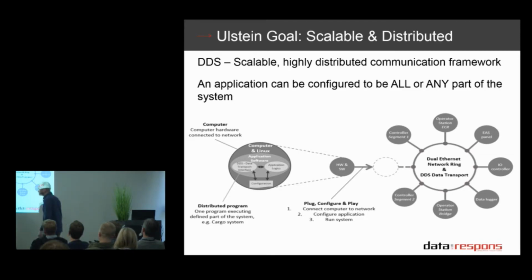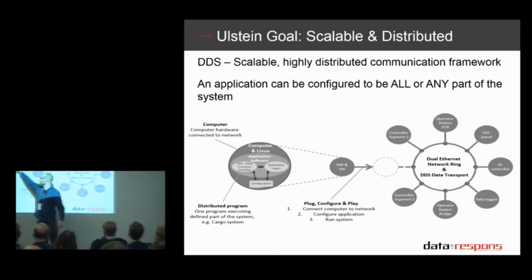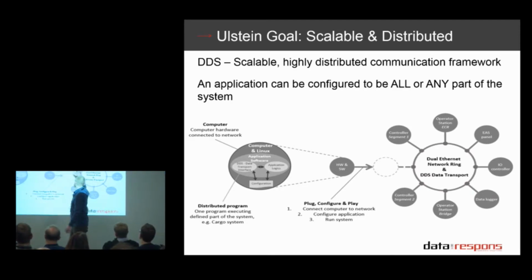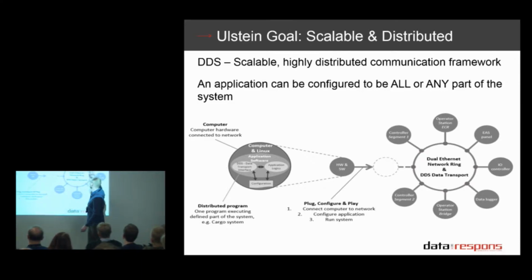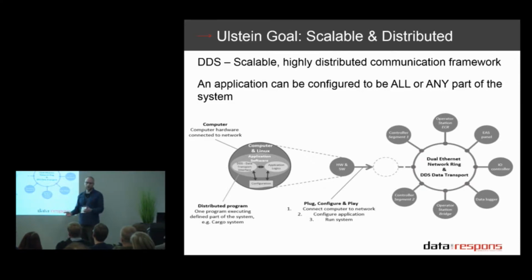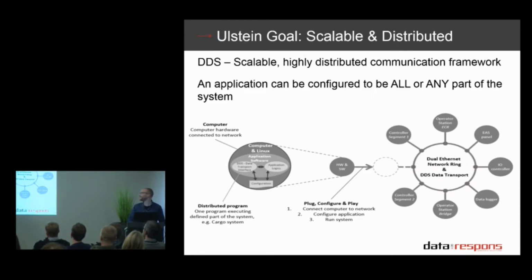You can take this computer with Linux on it and an application, just plug it to the ring of the network here, and then it's just supposed to work. So imagine this is a panel that is supposed to show the tanks we were looking at earlier. Then this would be configured in a configuration program to show all the tank signals, all the signals that have to do with them. Then you would just plug it in and assume it's working. And sometimes it does.